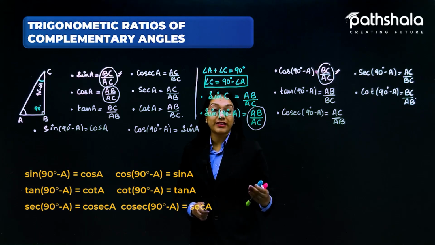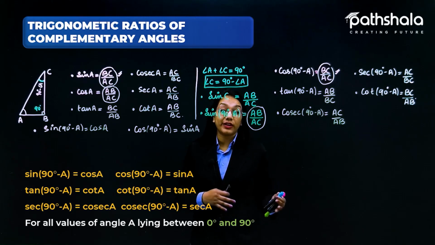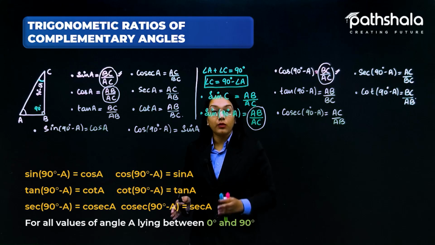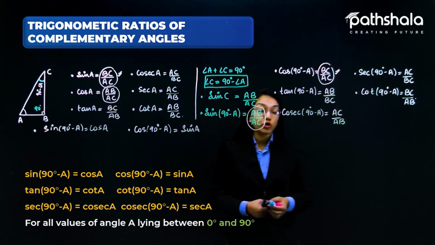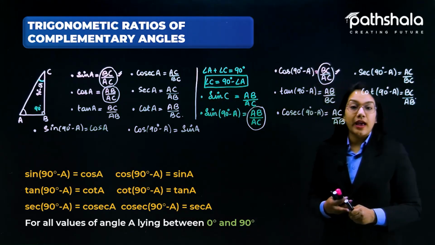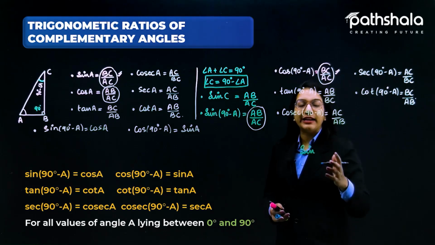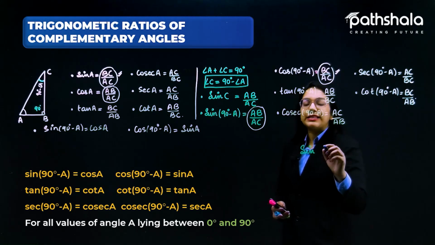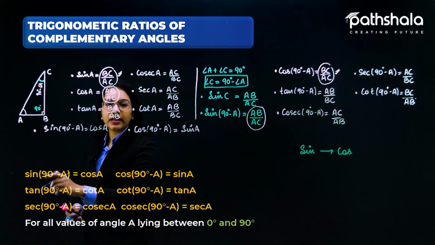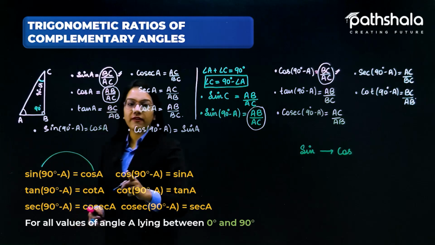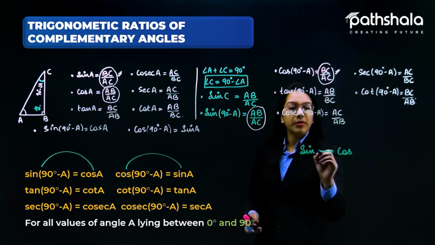And a very important concept over here is that for all values, the angle A always lies between 0 degree and 90 degree. So always remember that the angle A should always lie between 0 degree and 90 degree. Most importantly, in order to remember it, we can remember it this way: after applying 90 minus A, the complementary angle, on sine, sine is getting converted into cos. Sine is converting into cos. In the similar manner, if we apply 90 minus A on cos, then cos is converting into sine. So they are nothing but a vice versa condition.